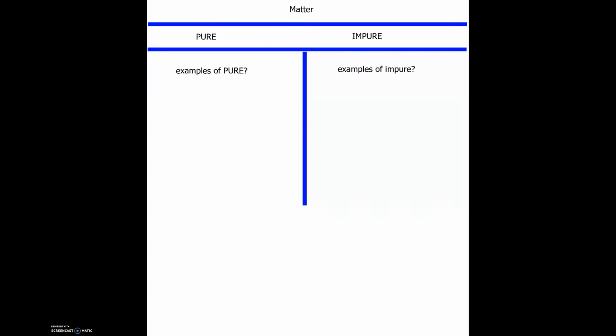Okay, so what are some examples of pure? So we can think of deionized water. We can think of aluminum. So those are substances that contain the same element or atom throughout. Examples of impure would be salt water, because we have salt and water. Air, because there's many different gases in air, including some pollutants. So there's a couple.